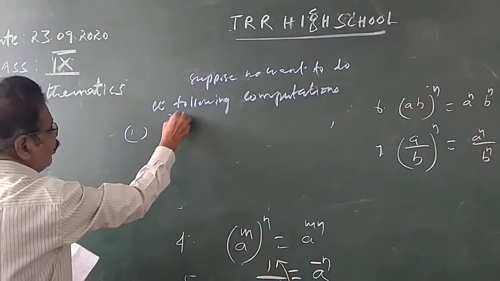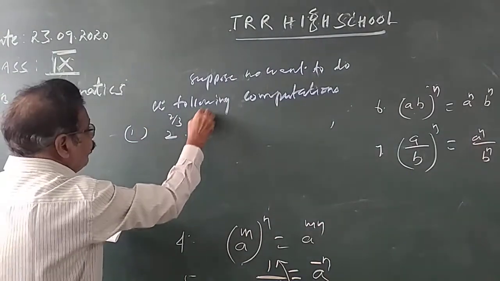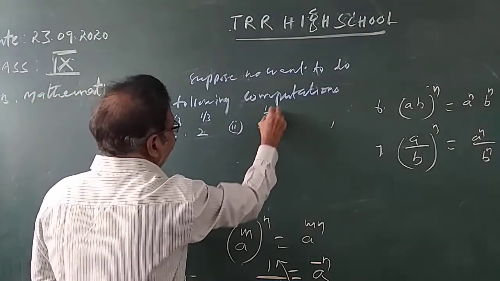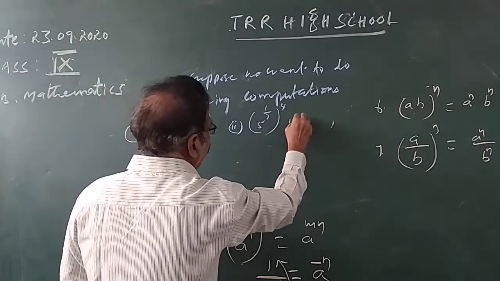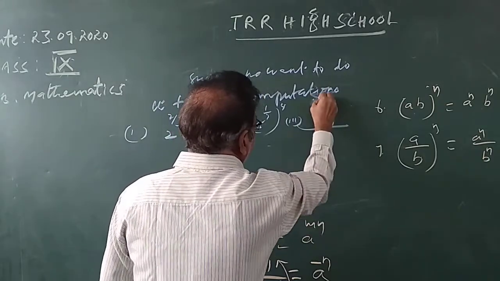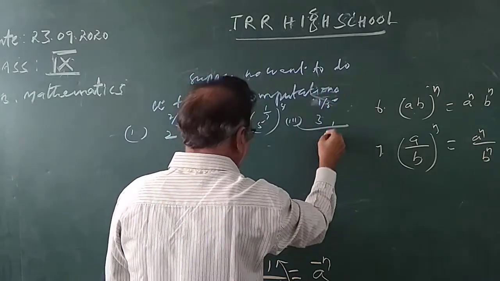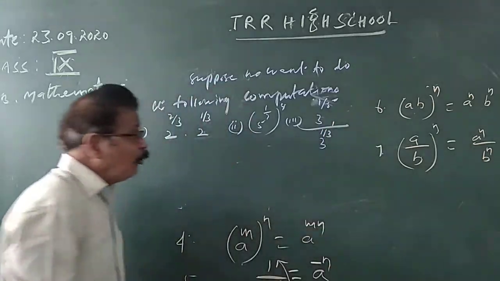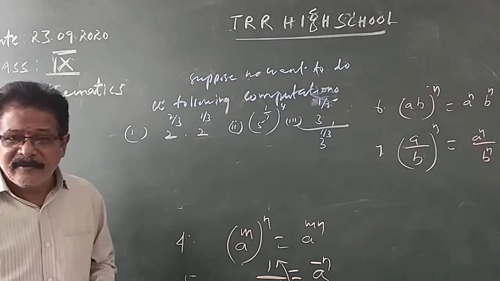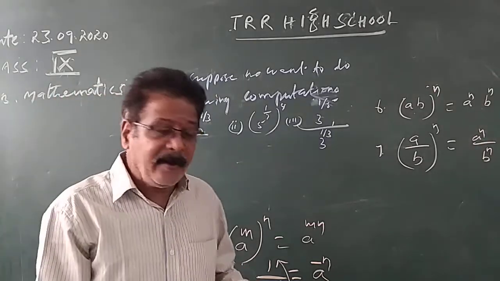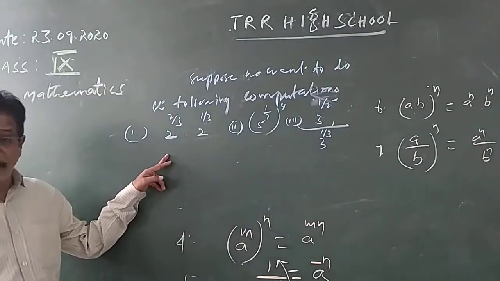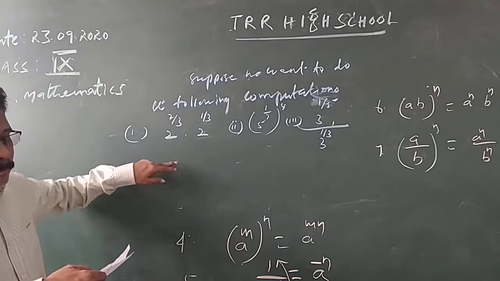2 to the power of 2 by 3 into 2 to the power of 1 by 3, 5 to the power of 1 by 7 whole to the power of 4, 3 to the power of 1 by 5 by 3 to the power of 1 by 3. How do you go about these? So the exponents and bases in these examples are rational numbers. How do you go about it?